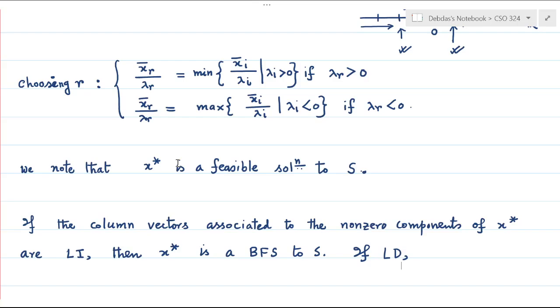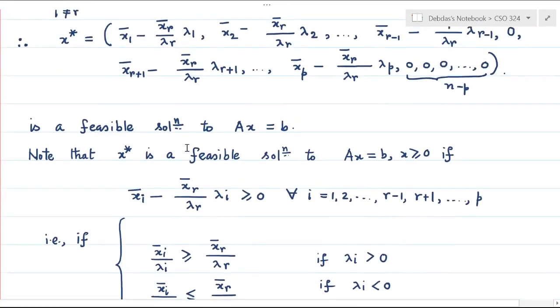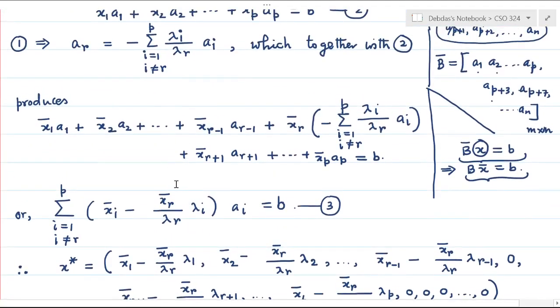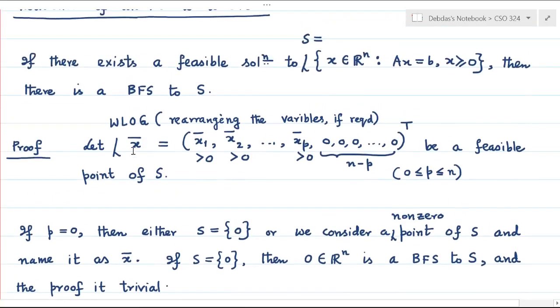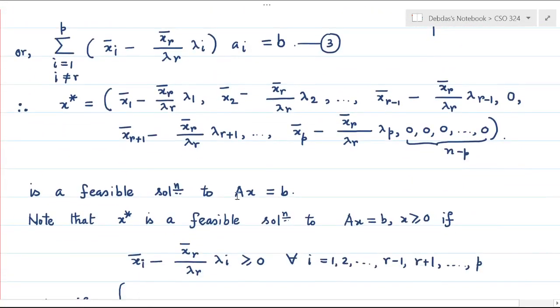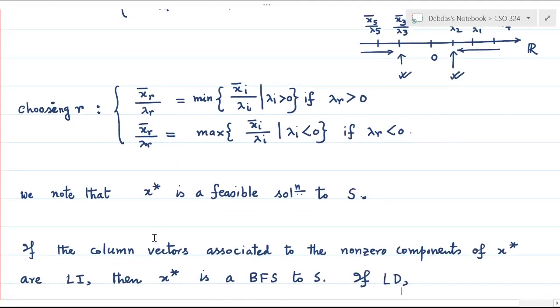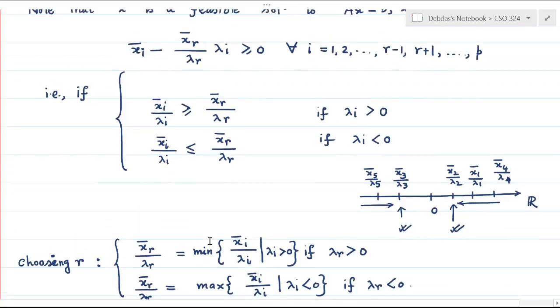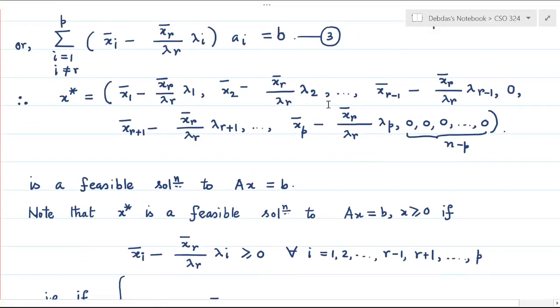You notice that by the above process, I have reduced the number of non-zero components of X bar. In X bar, the number of non-zero components was P. In X star, the number of non-zero components is at max P minus 1. Out of these components, you may have a few components zero, but here the number of zeros is at least n minus p plus 1. So you have reduced the number of non-zero components in X bar by reducing X bar to X star.